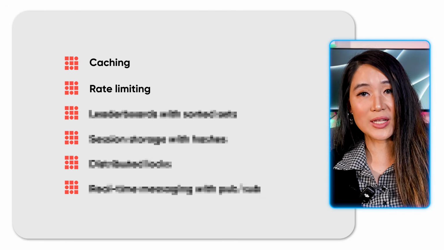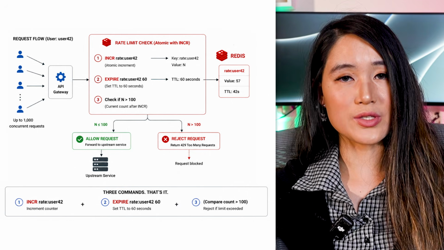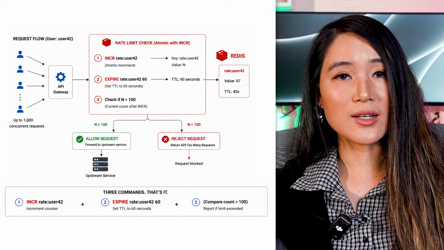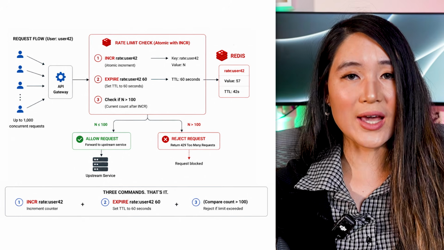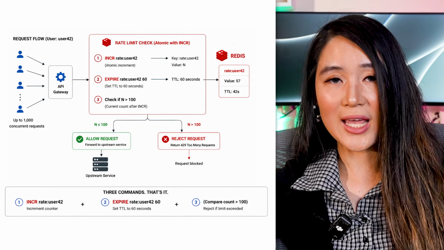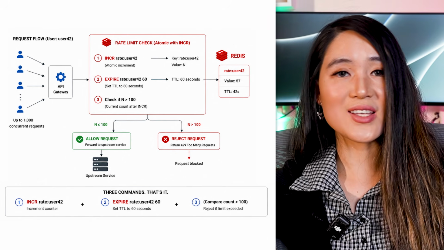Pattern 2 is rate limiting. Say you want to cap an API at 100 requests per minute per user. You can increment a key like rate:user:1, set a 60-second TTL on it, and reject requests once the counter passes 100. Because that's atomic, 1,000 concurrent requests can't corrupt the count. There's no locks or coordination service, just 3 commands and you're golden.